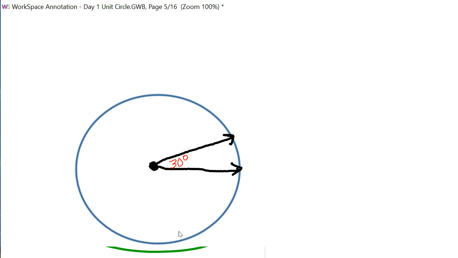Now, in order to do a 30, 60, 90 triangle, I do need to turn that into a right triangle. So I'm just going to drop a vertical here. And here is my right triangle. And if the base angle is 30 degrees, that top angle would be 60 degrees.